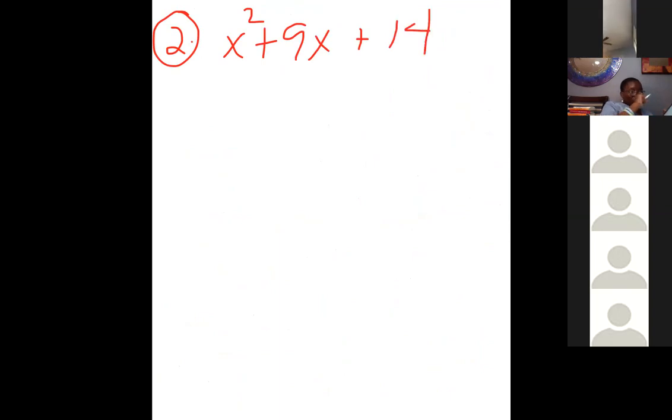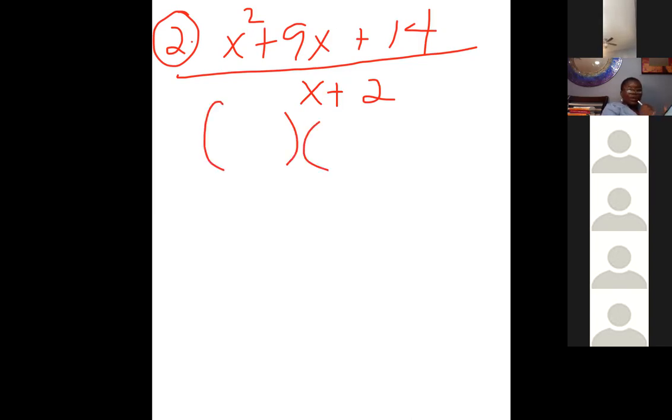All right, problem number 2, guys. Number 2 is x squared plus 9x plus 14, all of this divided by x plus 2. Now, the numerator is a trinomial, which means it's probably factorable. So we're going to factor the numerator into 2 binomials.